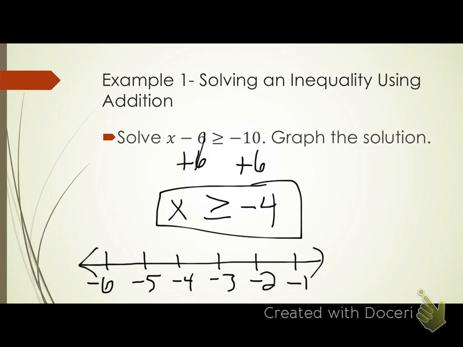Why is it a closed circle on negative 4? Yep, there's a line underneath my inequality symbol, meaning negative 4 is a part of my solution set. I am including negative 4 in that solution. Go ahead and continue. Yeah, I'm going to shade to the right because my solution is any number that's larger than or equal to negative 4. So numbers that are bigger than negative 4 are to the right of negative 4. So I'm shading to the right. And there's the graph of my solution.